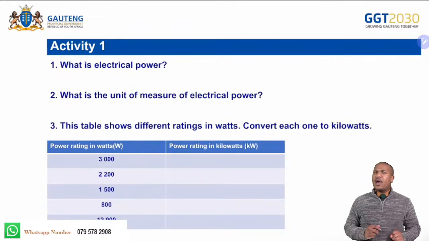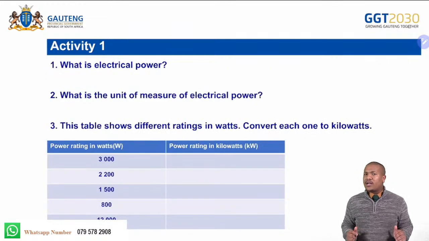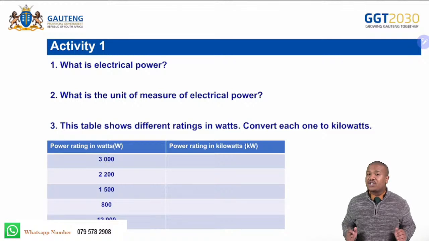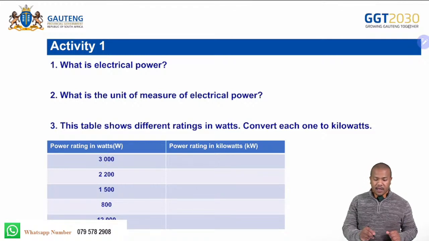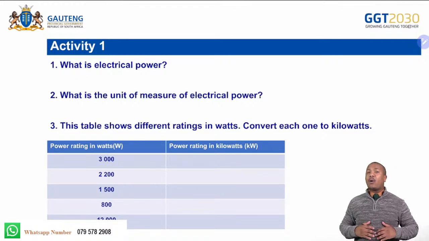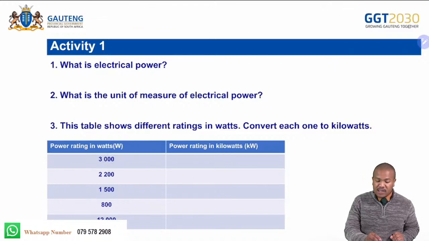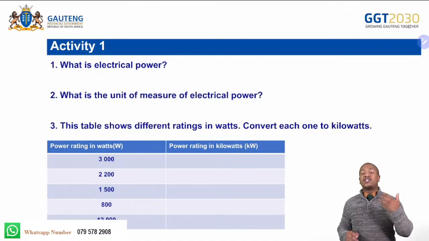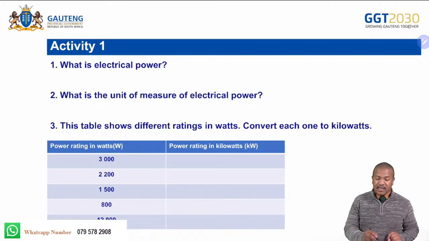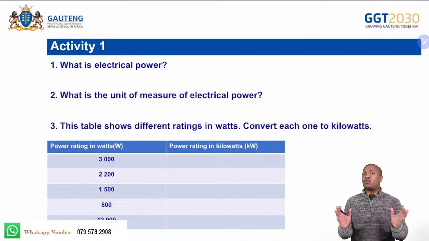So now, we have spoken so much so far. Let's test ourselves using activity 1. It has 3 questions. Number 1 says, what is electrical power? Then number 2 says, what is the unit of measurement of electrical power? Then number 3, it has a table.